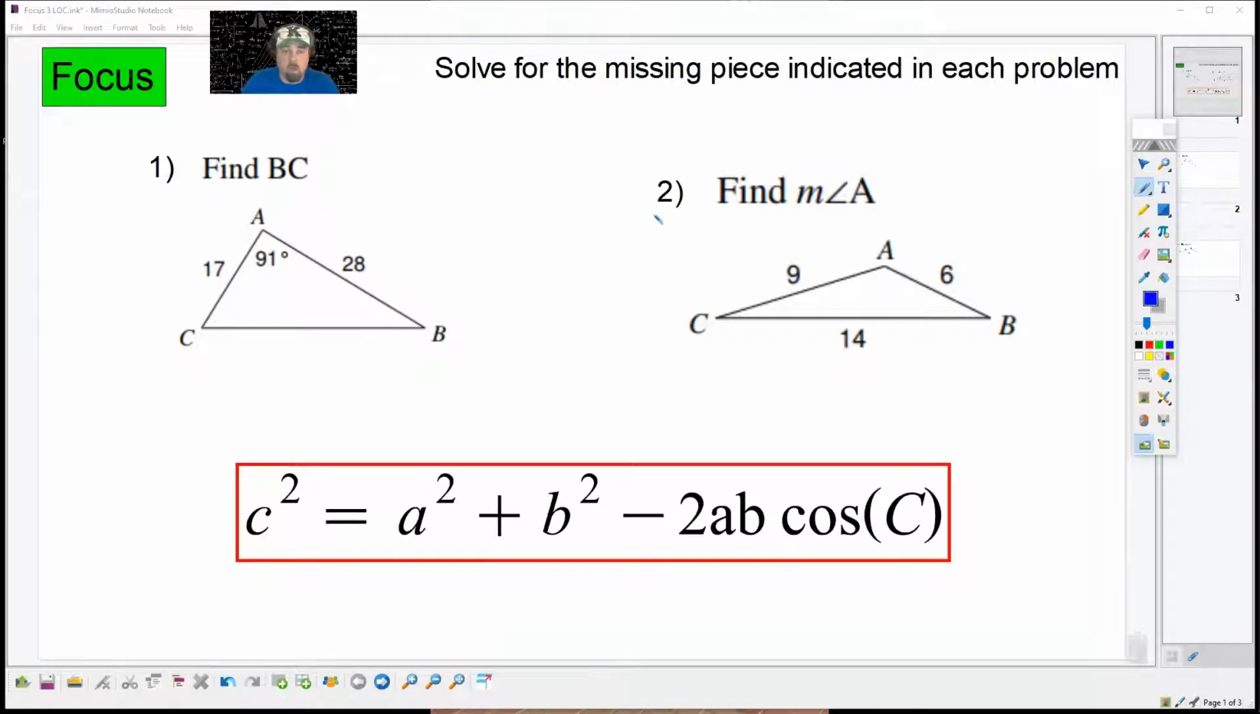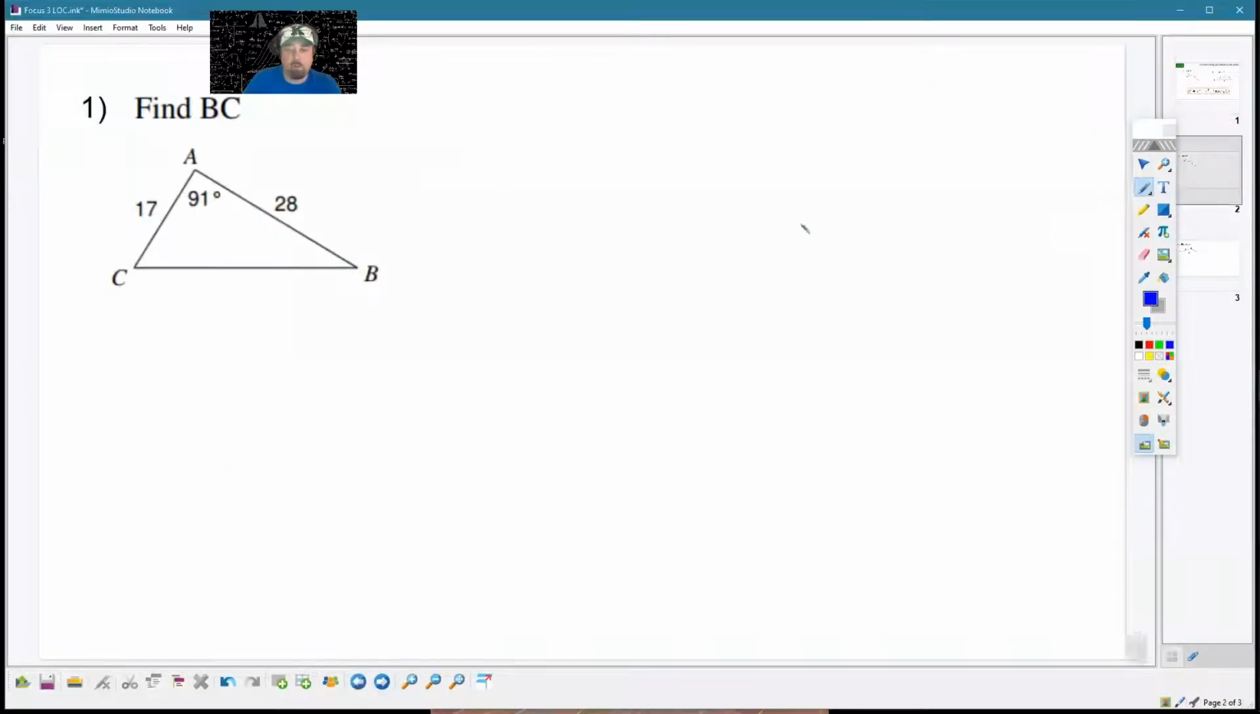Real quick, focus on law of cosines today. So we're going to do two problems here. Law of cosines, remember, this is Pythagorean theorem with 2ab after it, okay? So it's the Pythagorean theorem for angles that are not 90 degrees, non-right triangles. This is one you're going to have to remember. So let's go through and do this.